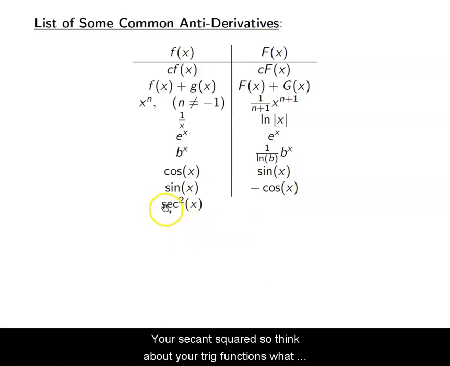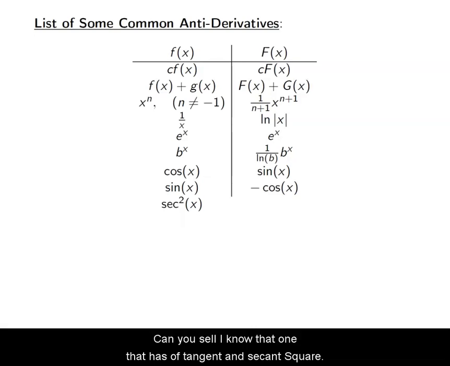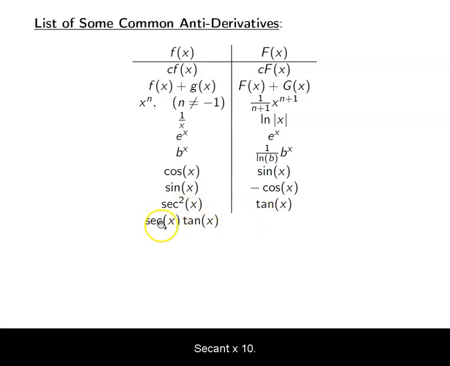Okay. Here's secant squared, so think about your trig functions. What function would I need to differentiate in order to get secant squared? That's my antiderivative. So hopefully you're familiar with this, and you say, oh, I know that one. The derivative of tangent is secant squared. So that means that tangent is the antiderivative of secant squared. If I start with secant squared and I say, hey, what is its antiderivative? It's tangent. Okay. Secant times tangent is secant, and 1 over square root of 1 minus x squared.